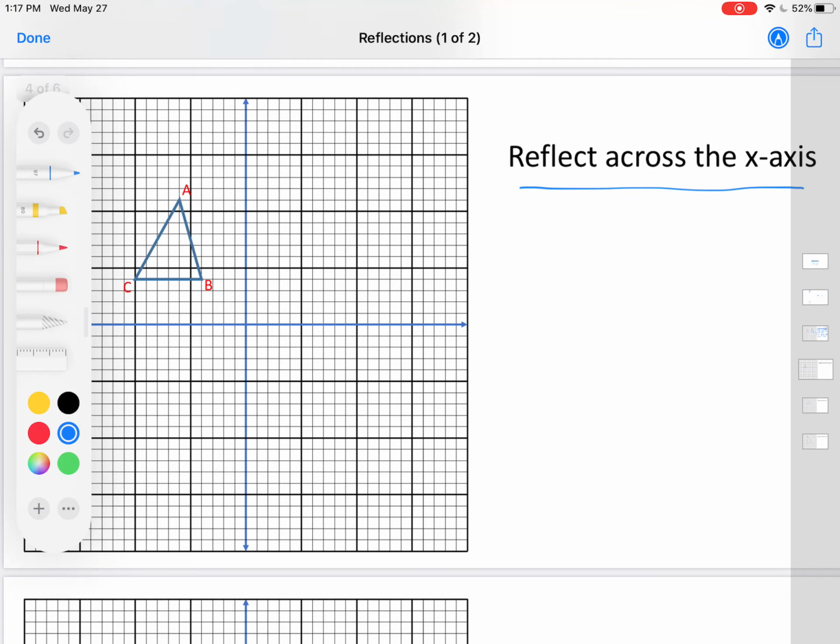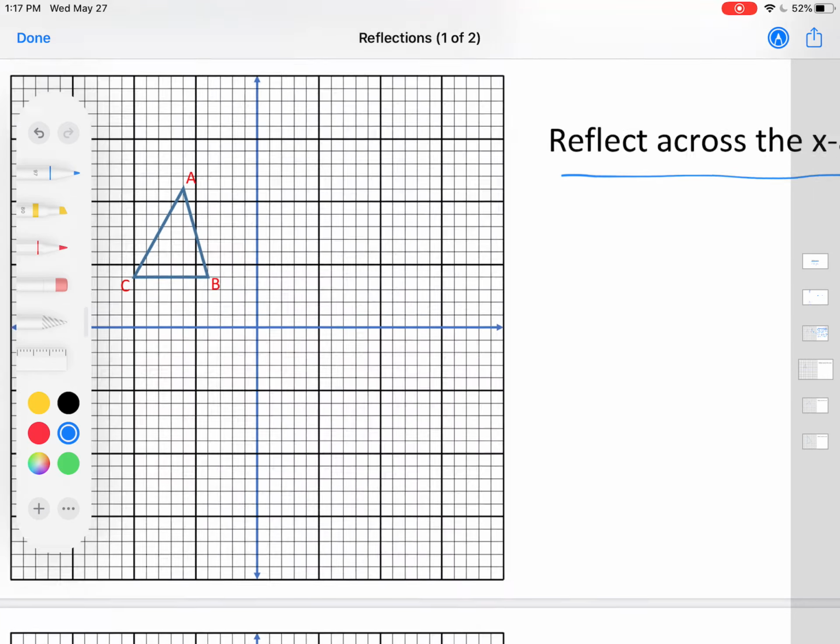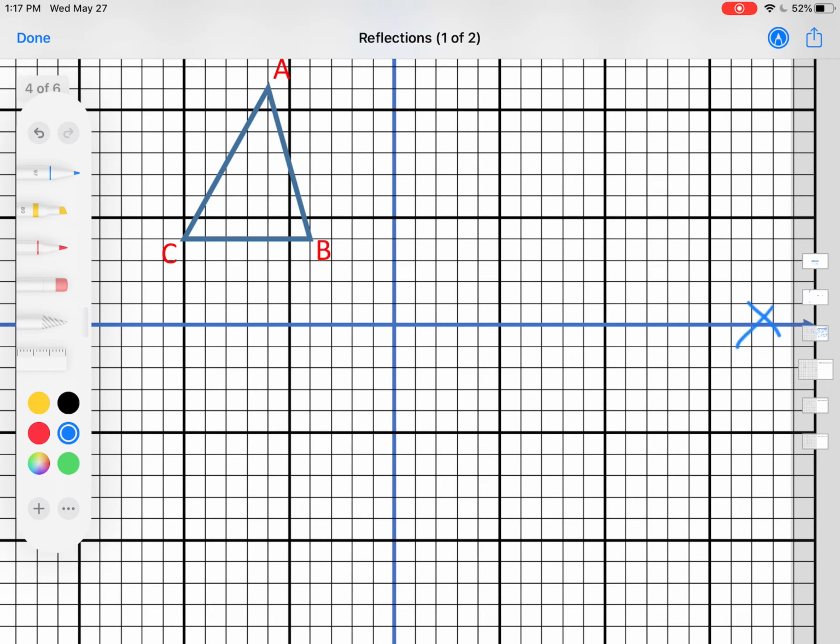Let's do the same thing, but this time we'll go across the x-axis. Okay, so remember, here's the x-axis. How far away is B from the x-axis? It's 4 away, so you go directly down here, B prime. 4 here, 4 here. C is also 4 away, so we'll go 4 on the other side, right there. So C prime should be right there.